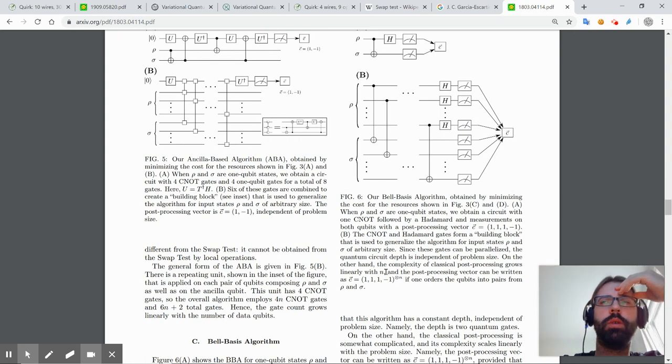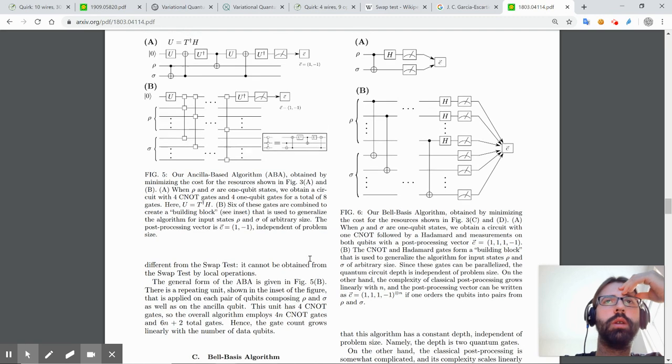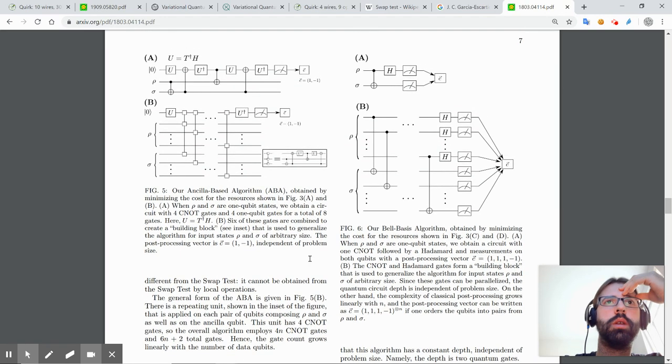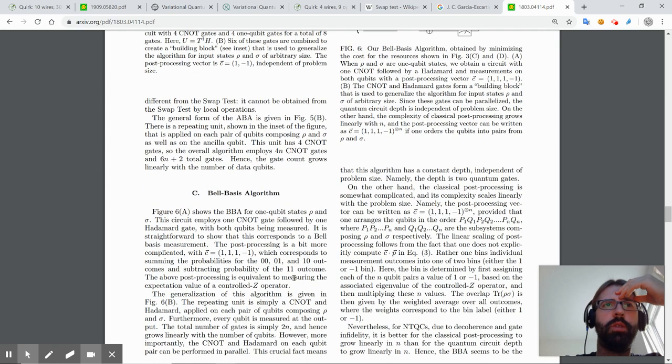But how do you know? How do you know how close they are? Cost of the resources. Six of these gates are combined to create a building block, independent of the problem. The post-processing is a bit more complicated, which corresponds to summing the probabilities for the 00, 01 and 10 outcomes and subtracting the probability of the 11 outcome.